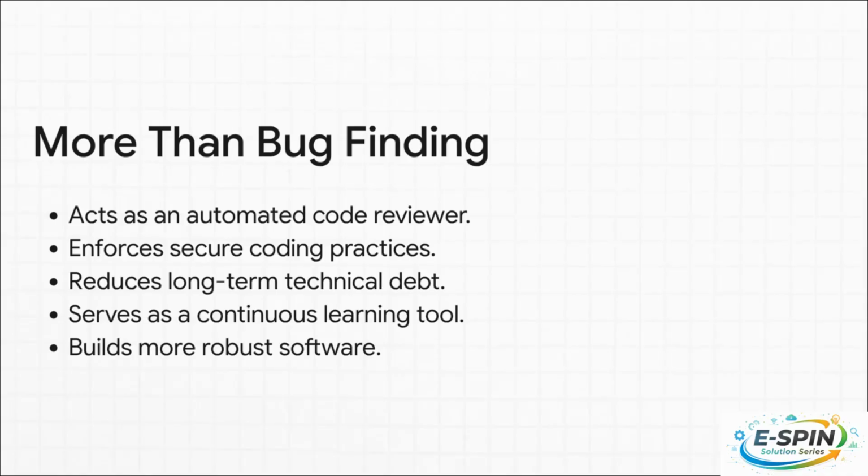But here's the thing. SAST is so much more than just a bug-finding tool. It's really like having an automated code reviewer that helps developers build better coding habits. Think about it. By repeatedly flagging a certain type of vulnerability, it's actually teaching the developer what to look for. It becomes this continuous learning tool. So that feedback loop doesn't just fix the code right now, it prevents future mistakes, which reduces long-term technical debt and just creates stronger, more maintainable software.